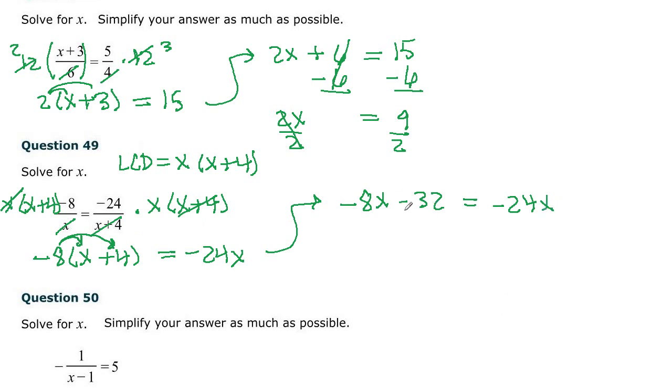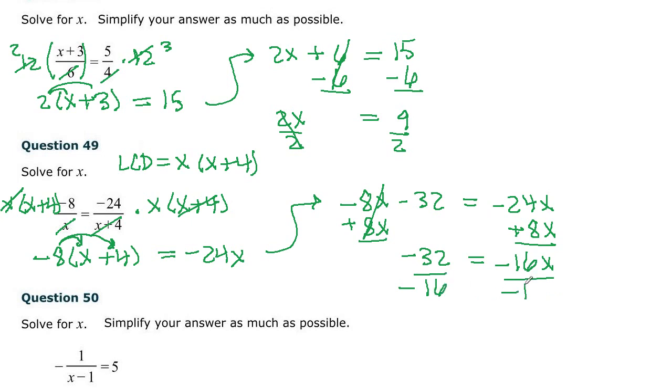And let's see, we've already got the numbers on the left. Why don't we add 8x on both sides? Get the variables on the right. So 8x and negative 8x cancel. Negative 32 left there. Let's see, negative 24, positive 8, negative 16, x. And now we'll divide on both sides by negative 16. Those guys cancel. Negative 32 divided by negative 16 is 2. So 2 is our x.